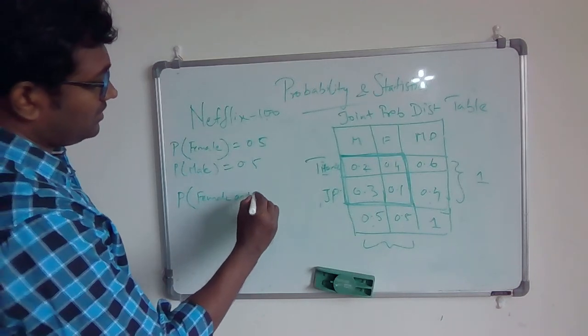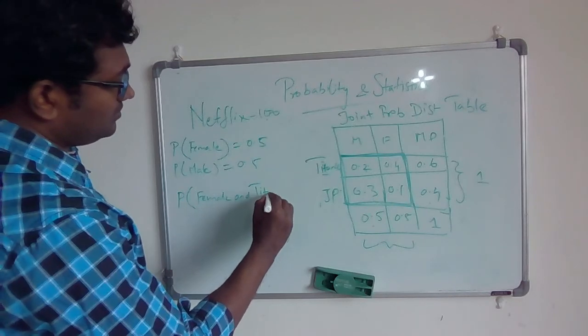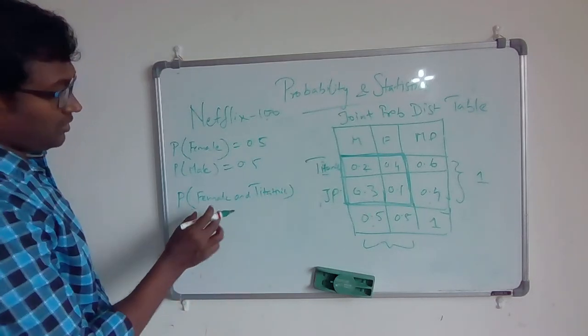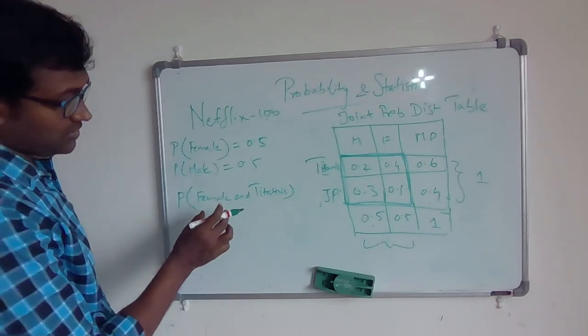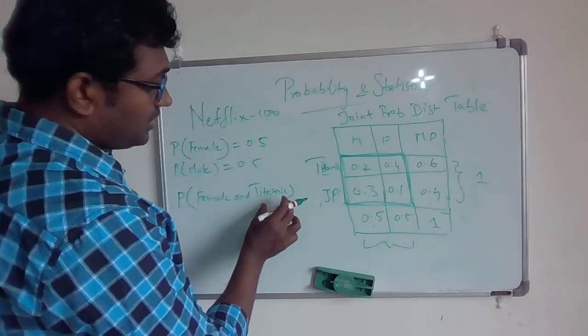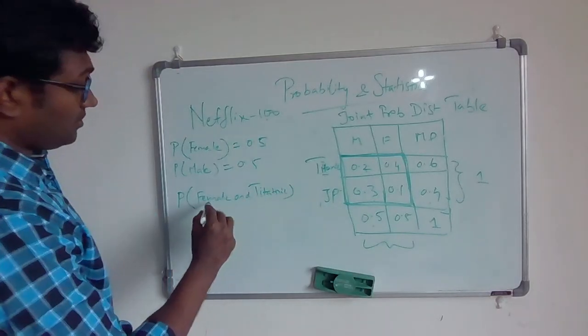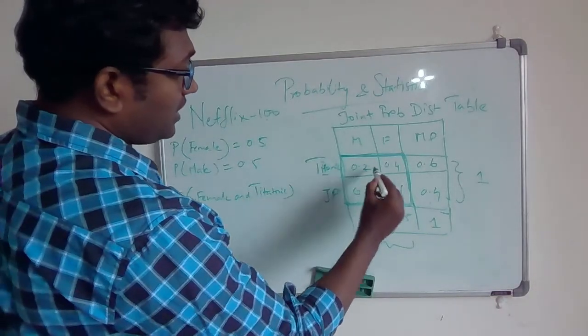Okay, and watching Titanic. What is the probability of my subscriber being a female and she is interested in Titanic? So that's a joint probability distribution between Titanic and female.